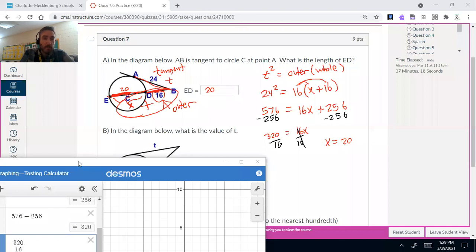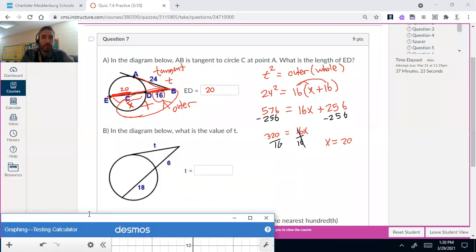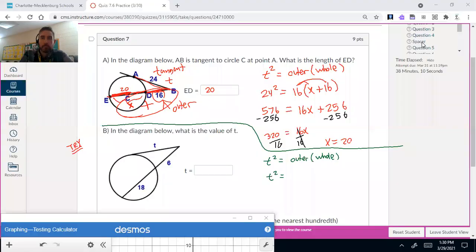All right, pause the video, try letter B. All right, I got it set up. Nice thing about this problem is the T itself is already there. That's your tangent, kind of a gimme. So that's going to be the number that gets squared. Well, it's not a number, it's just the T in this case. So we say T squared. The outer, well, let's see, 18 or 6. I believe the 6 would be the outer, right? So we're going to be 6.